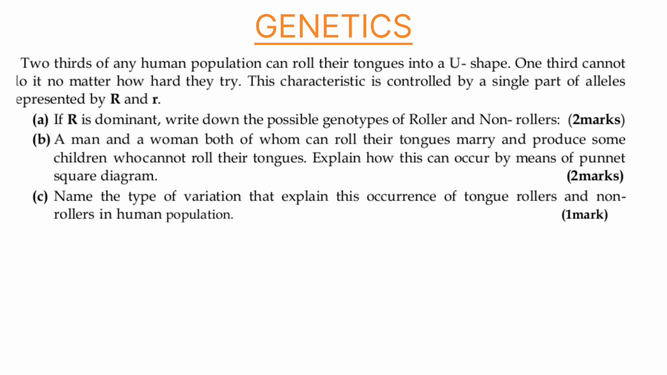Moving on to question number 3. 2/3 of any human population can roll their tongues into a U shape. 1/3 cannot do it no matter how hard they try. This characteristic is controlled by a pair of alleles represented by a capital R and a small r. Part A. If R is dominant, write down the possible genotypes of roller and non-roller.